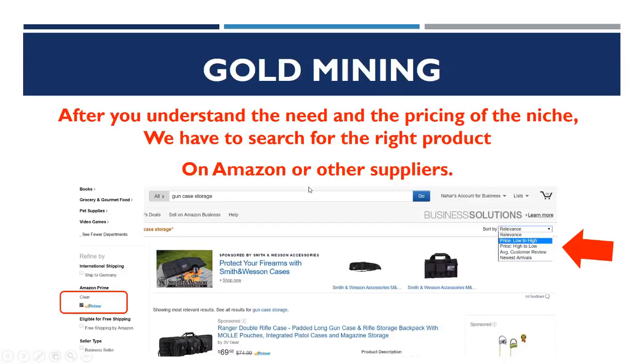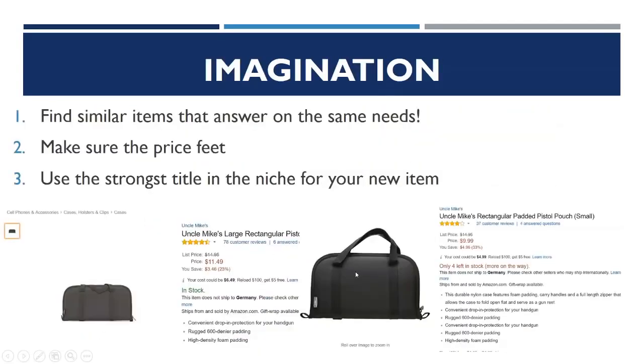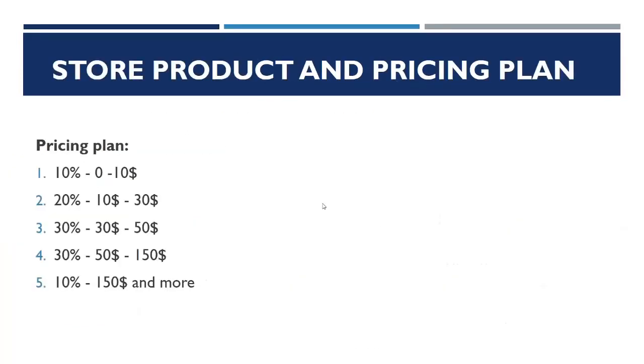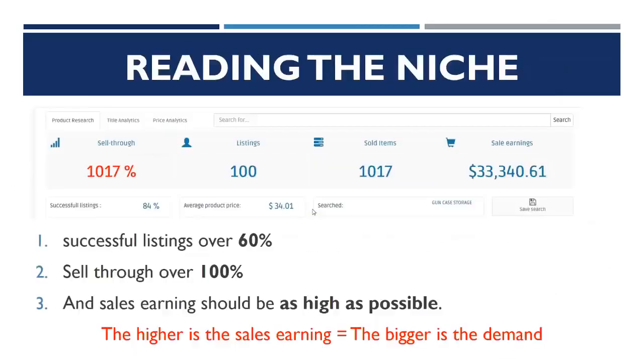After we did it, we have to pick 2 products. So I picked these 2 products. You can see it is very similar items to what we found before. So the first thing will be to find similar items that answer the same needs. We need this product to have the same value as the product we found on eBay, sorry, with Zik. So if I go back first, I will go back here.